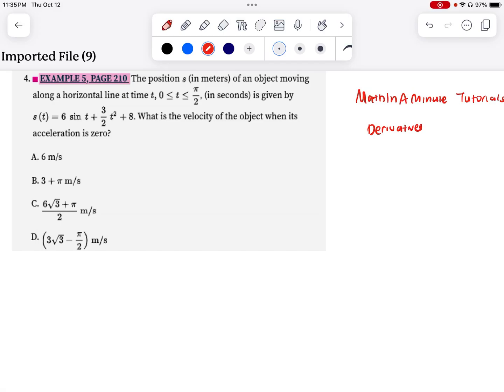So let's take a look at this question. The question asks: the position s, in meters, of an object moving along a horizontal line at time t, in the interval where t is greater than or equal to 0 but less than or equal to pi over 2, in seconds, is given by the equation s of t equals 6 times sine of t plus 3 over 2 times t squared plus 8. What is the velocity of the object when its acceleration is 0?